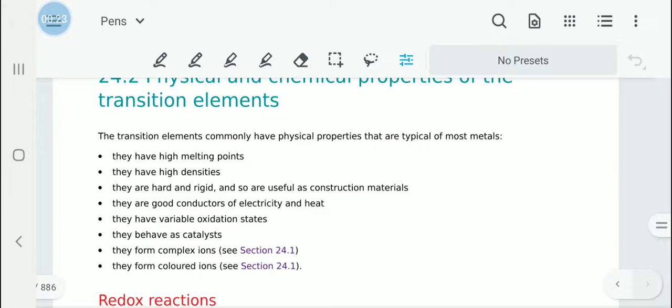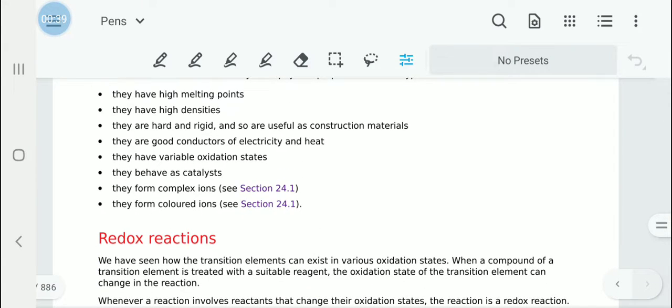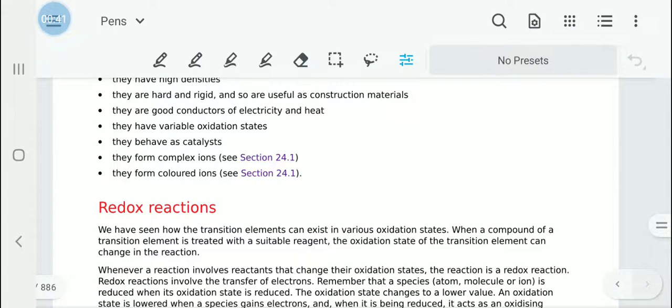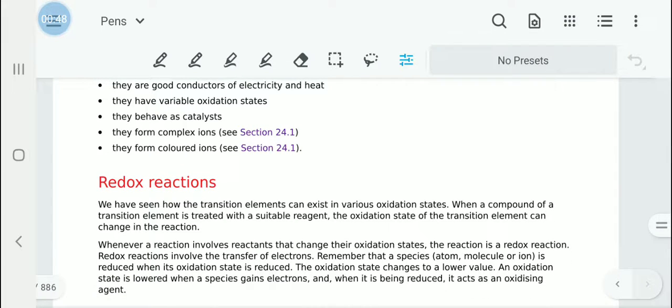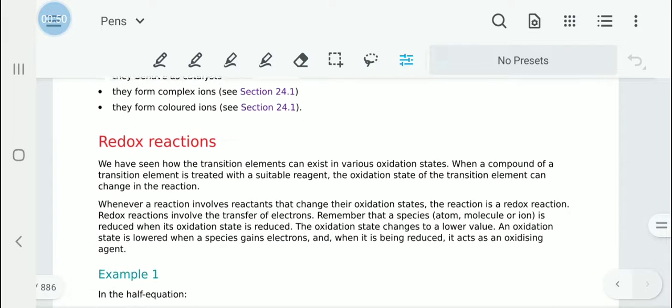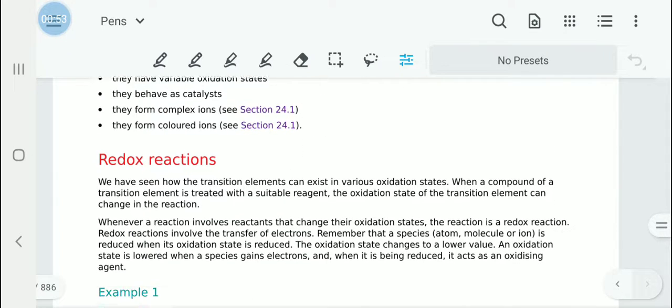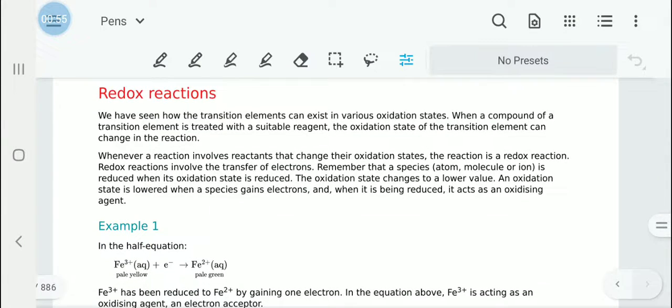Because they are metals, they have all the properties typical to metals. They have high melting points, high densities, and are hard and rigid, so they are useful as construction materials. They are good conductors of electricity and heat. They have variable oxidation states, which is a very important factor. Then they behave as catalysts. These are not common to other metals. Then they form complex ions and they form colored ions. So that is something that we have already discussed.